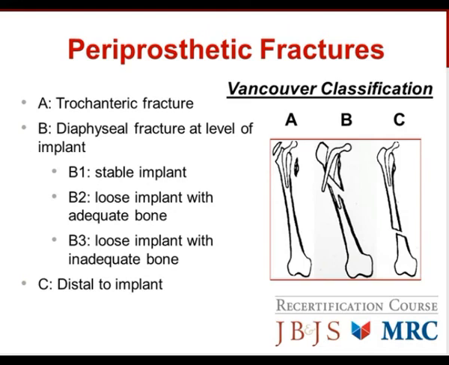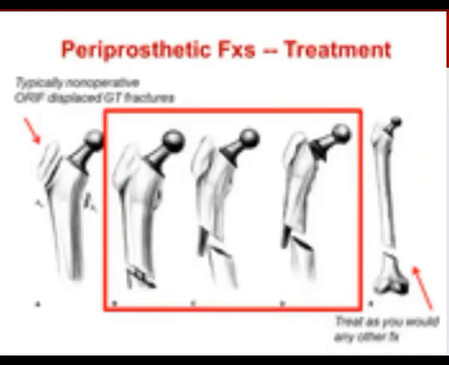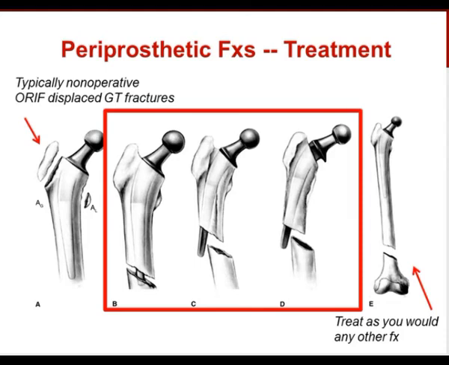A Vancouver A involves a fracture of the greater or lesser trochanter. A Vancouver B is a fracture around the implant, and these are the ones that are most likely to be tested. C-type fractures are distal to the implant and can be dealt with using standard techniques. If you have a type A fracture of the greater or lesser trochanter, these are typically treated non-operatively with the exception of the displaced greater trochanter. These are the ones that we treat with open reduction internal fixation.